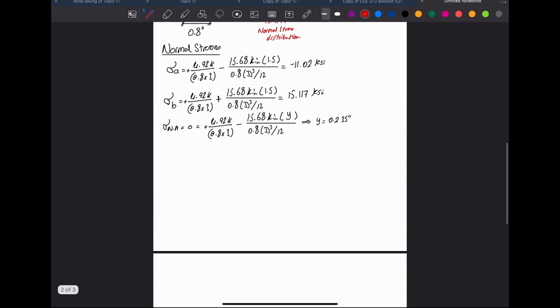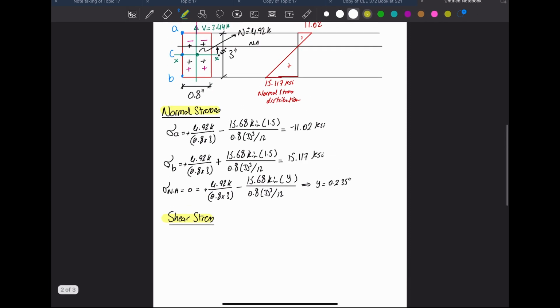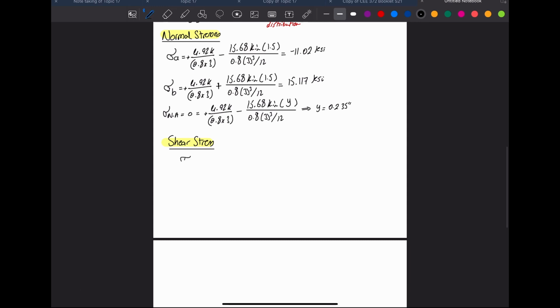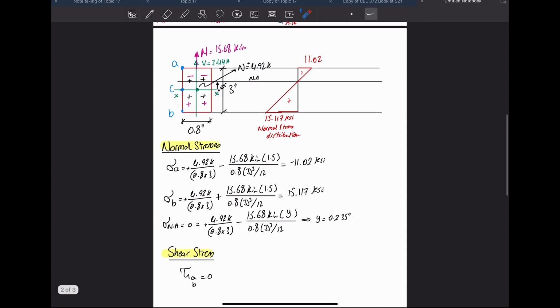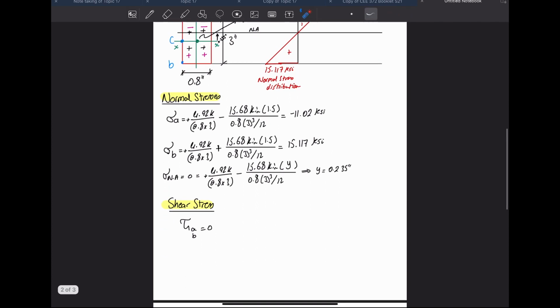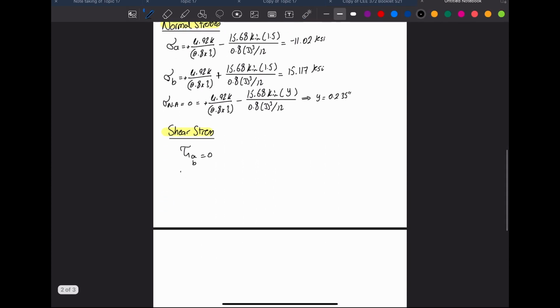We want to calculate the shear stress at 3 locations: A, B, and C. You know that at A and B it is equal to 0 because they are at the edge. Now I want to calculate it at the center. If you remember, for rectangular sections at the centroid, not the neutral axis, it is 1.5 V over area. If you remember that, use it. If you don't, it's okay. Use VQ over IT.